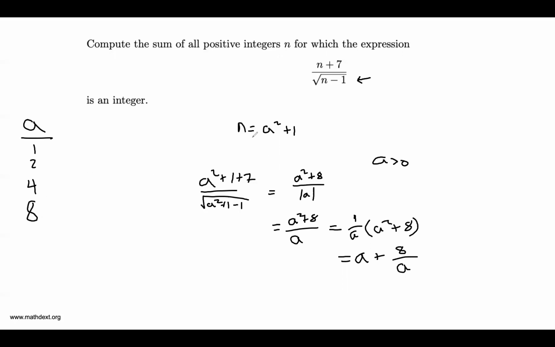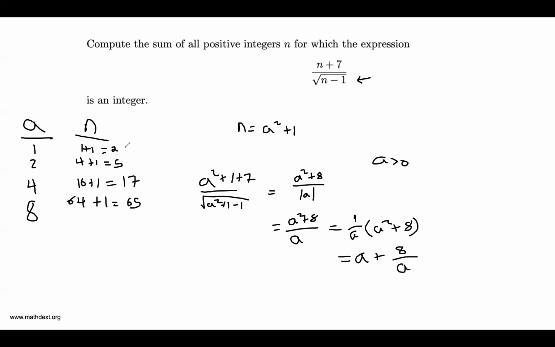Now remember, we wanted n, which means that we're going to need to sum up all possible values of a squared plus 1. So when a is 1, n is 1 squared plus 1, which is 1 plus 1 is equal to 2. When a is 2, n is equal to 4 plus 1 is equal to 5. If a is 4, n is equal to 16 plus 1, which is equal to 17. And when a is 8, n is equal to 64, 8 squared plus 1 is equal to 65.